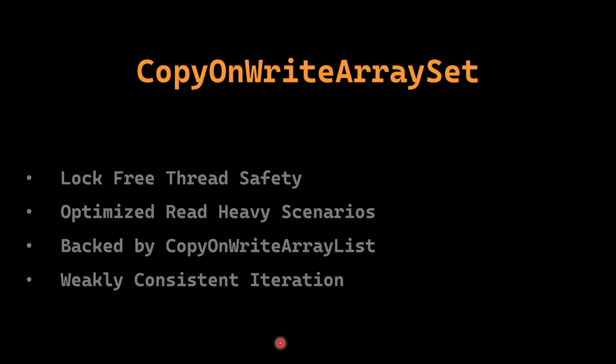Unlike HashSet, which uses a hash table, CopyOnWriteArraySet is backed by an array. When you add or remove elements, the entire array is copied to a new array with the modification applied. This approach has significant performance implications. Write operations are expensive because they require copying the entire array, but read operations are fast and don't require synchronization. This trade-off makes sense only when reads vastly outnumber writes.